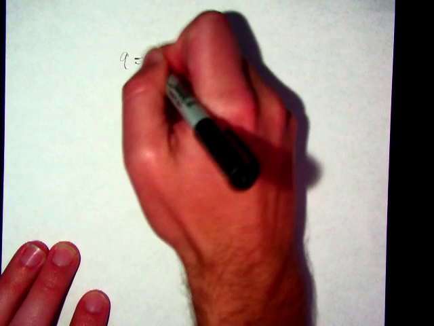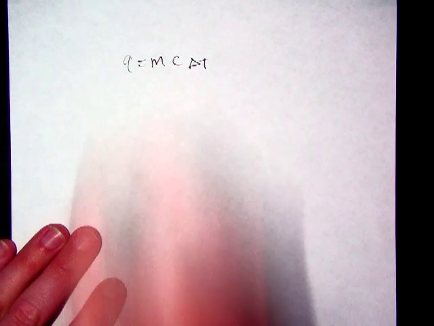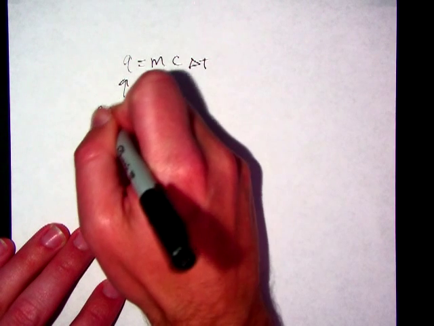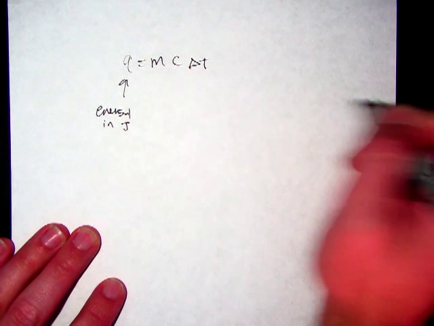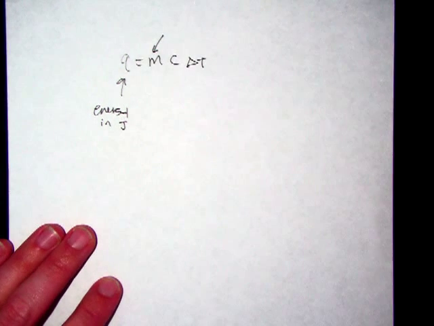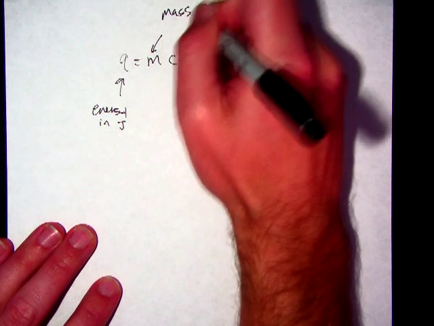Done and done. The equation is Q equals mc delta T. Here's what everything means. The Q is the energy in joules. As Nick knows, the M stands for? What? Mass in grams. Good answer.